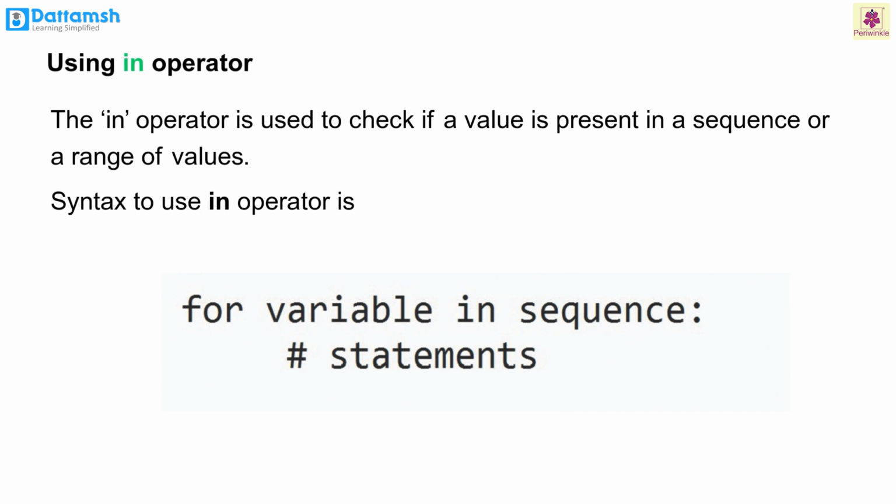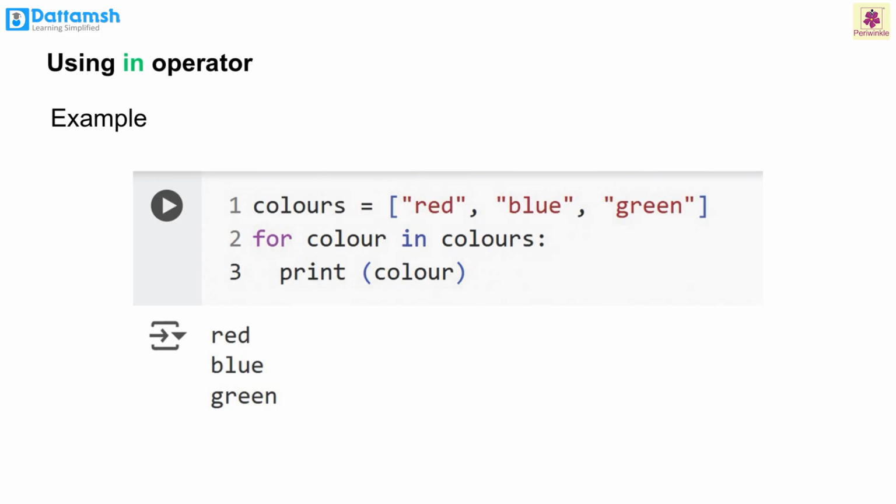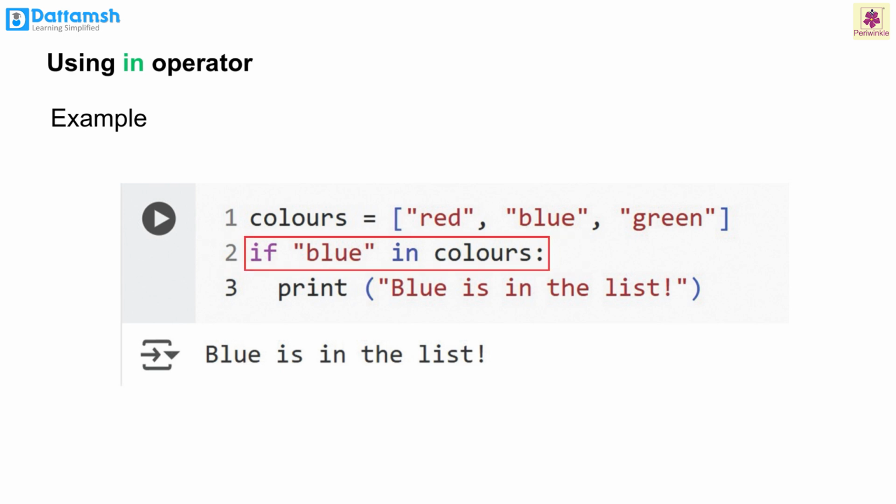Using the in operator. The in operator is used to check if a value is present in a sequence or a range of values. This is how the syntax looks. In this example, the loop iterates by assigning each color in the colors list to the variable color one by one, starting from red and then blue and ending at green, and prints each value. In this example, the in statement checks if the value blue is present in the colors list, and if it is, it prints blue is in the list.